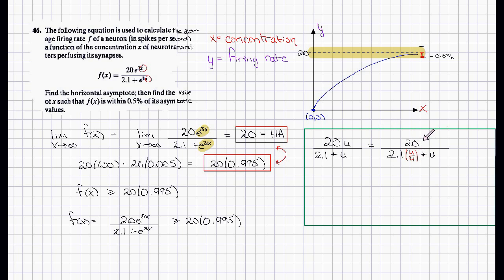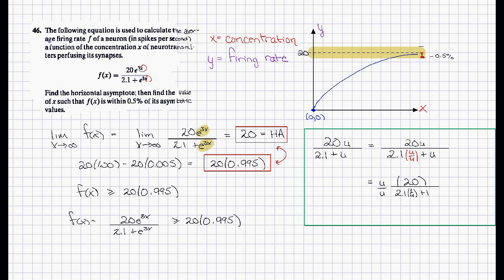But now, sorry, I forgot a u there on the top. Now I can take out a u from both the top and the bottom. So now I can say that this is equal to, I'm going to take out a u from the top and I'm going to be left with just 20. And then on the bottom, I'm going to take out a u and be left with 2.1 times 1 over u plus 1.